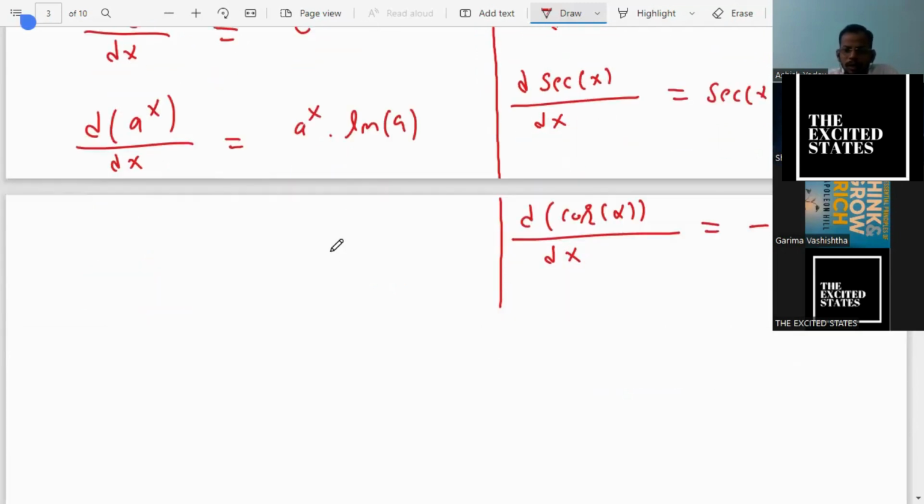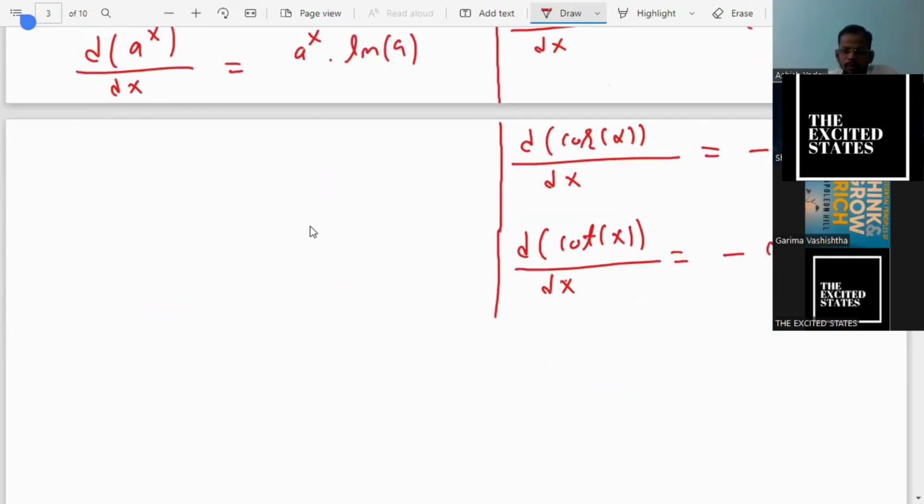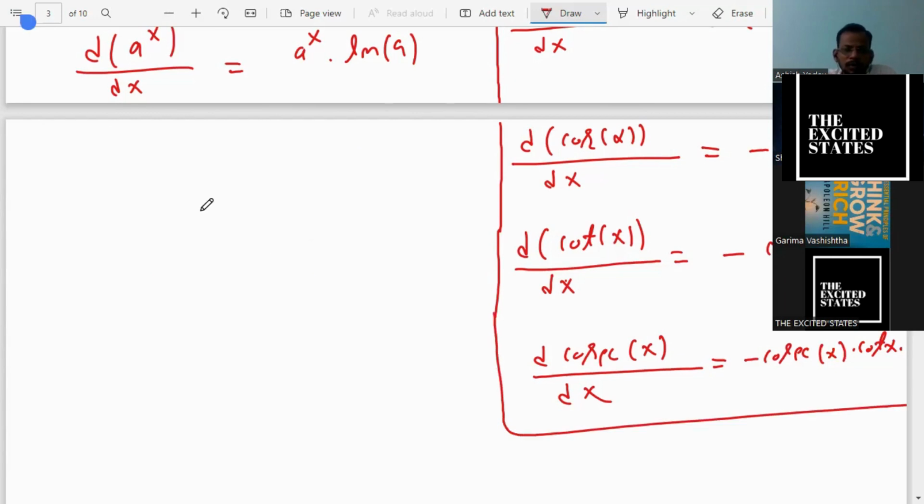Derivative of cot x with respect to x is minus cosec square x. And derivative of cosec x with respect to x will be minus cosec x into cot x. Okay, so these are some derivatives of standard functions.